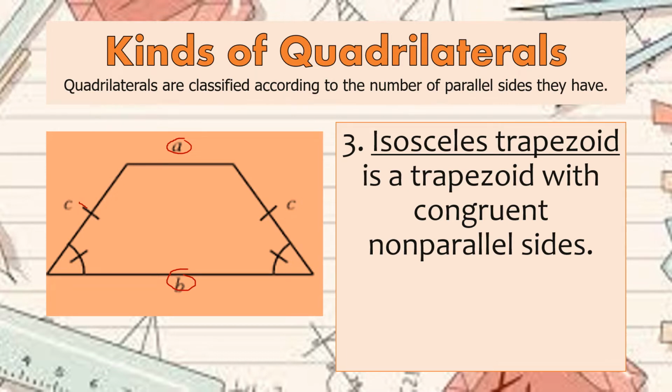As well as the angles included sa ating base at sa ating leg. So, yung ating base angles, sila'y congruent din. Iyon yung special kind sa ating isosceles trapezoid. The legs and the base angles are congruent.